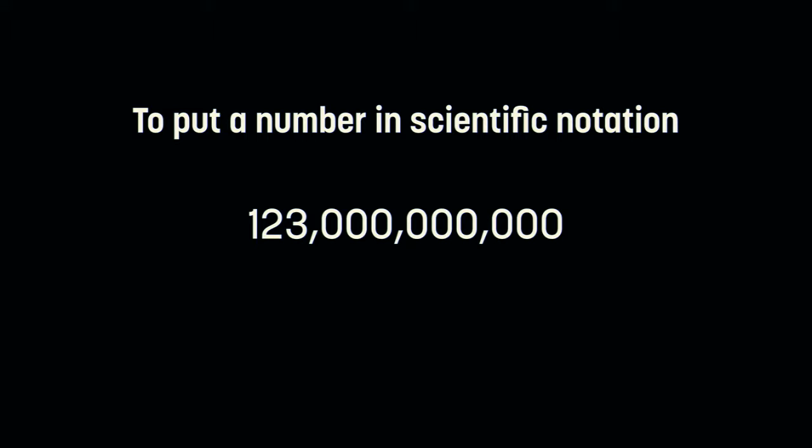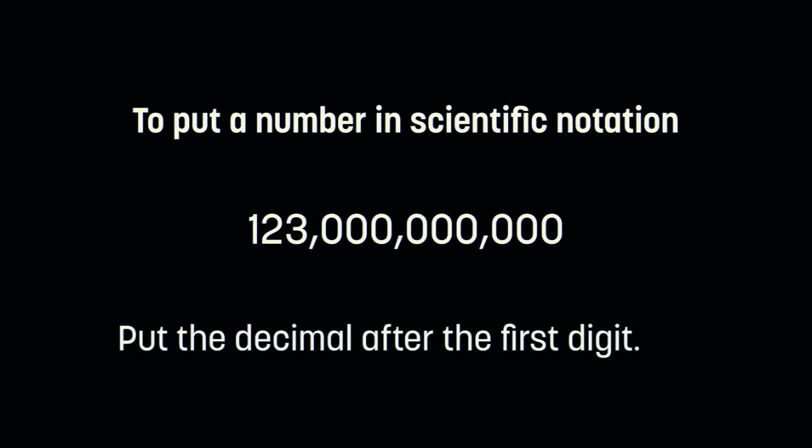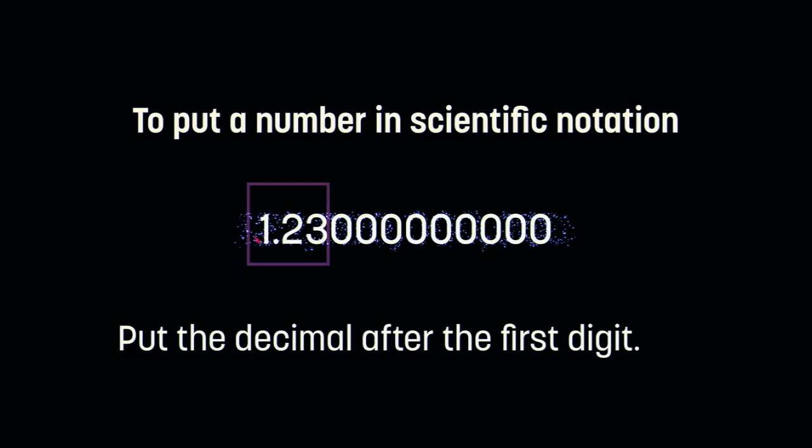Let's try an example. So here's 123 billion as a number. Let's put it in scientific notation. Our first step would be to find the coefficient. And that's going to be a decimal place between the first digit and the second digit. So that would be right here. All right. So now we've identified the coefficient.